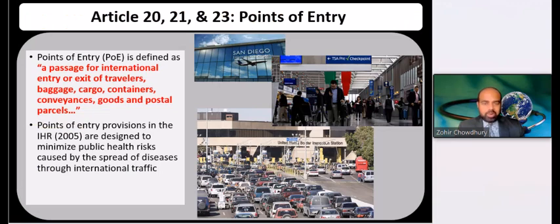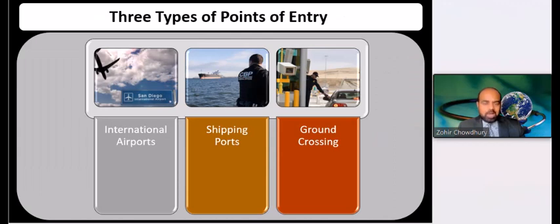So Articles 20, 21, and 23 focus on points of entry, and a point of entry, or POE, is defined as a passage for international entry or exit of travelers, baggage, cargo, containers, conveyances, goods, and postal parcels. The point of entry provisions in IHR 2005 are designed to minimize public health risks caused by the spread of diseases through international traffic. Three types of points of entry have been designated. One is international airports, the second is shipping ports, and the third is ground crossings.